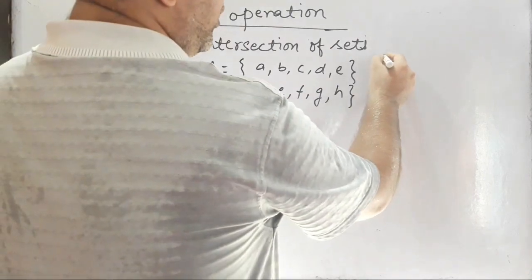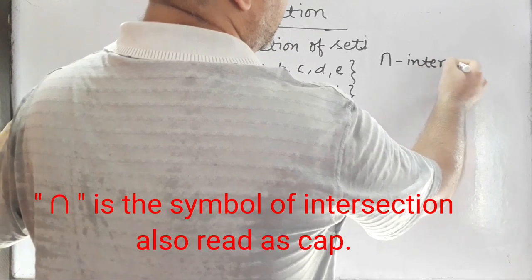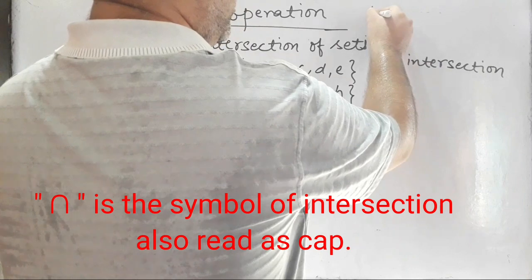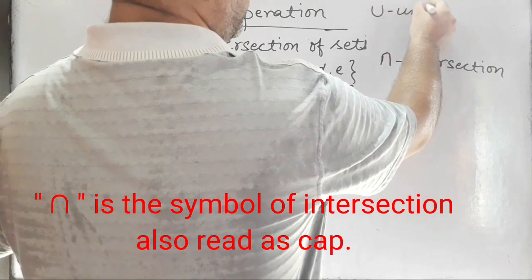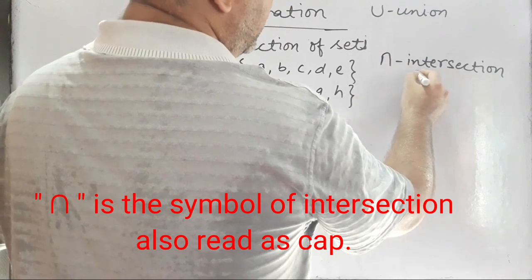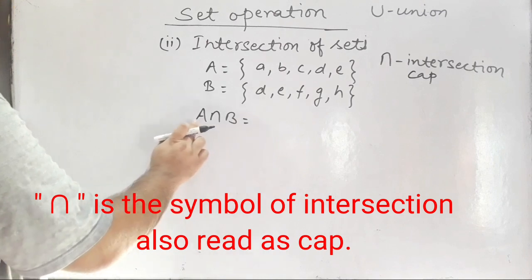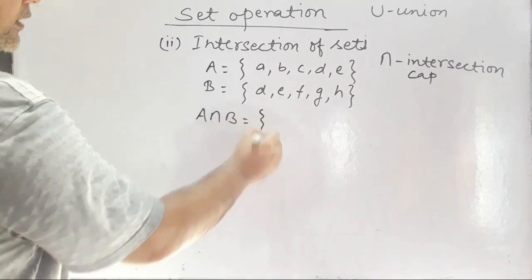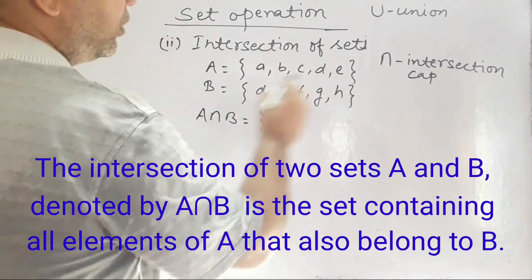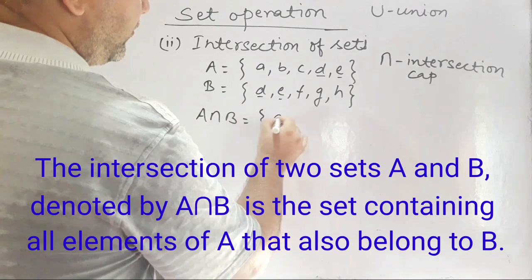This is the symbol of intersection. This was the symbol of union, just its opposite. This is intersection. We also say it as cap. So A cap B or A intersection B is the set containing the elements which are common to both sets. What are the elements common to these both sets? The elements d and e.